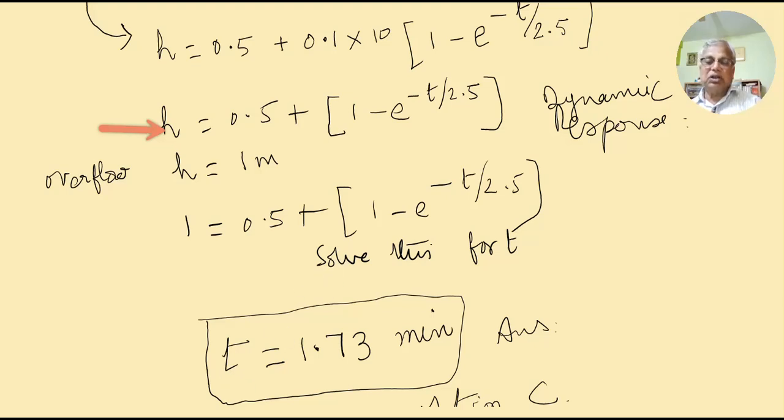So in this question, what is asked is one simple thing: when will the tank overflow? That is, when h equals 1 meter, the entire full height of the tank, how long it will take to reach that height. So that answer is 1.73.